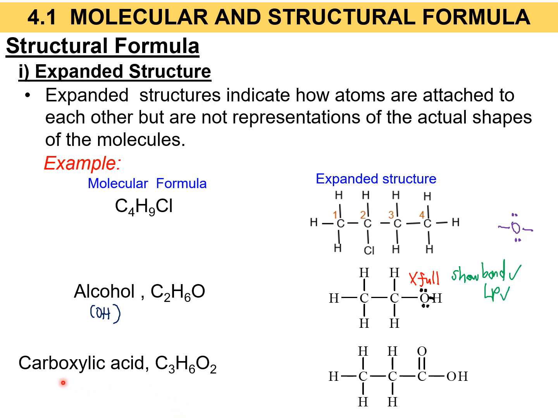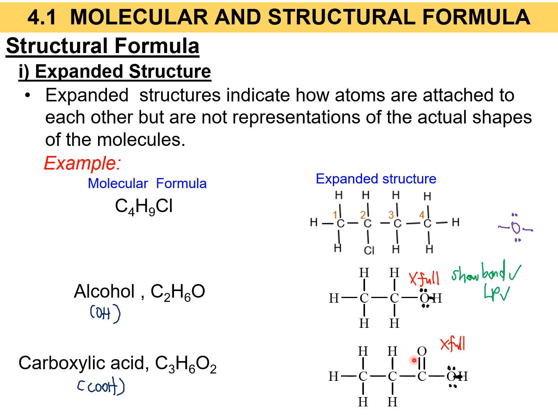And then next is the carboxylic acid. The carboxylic acid functional group is COOH, where CO is C double bond O. Again, this one is not a full expanded structure because you need to show the bond between oxygen and hydrogen. So we put this single bond here. Okay, this is the bond, between oxygen and hydrogen, and also the oxygen, since it has 2 bonding pairs here, you need to draw its lone pairs.